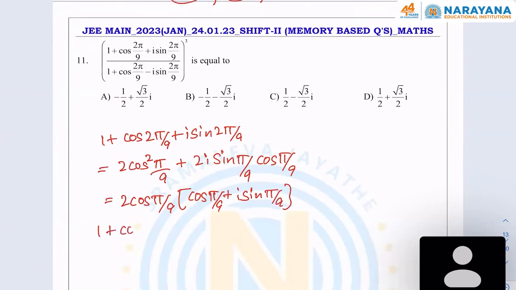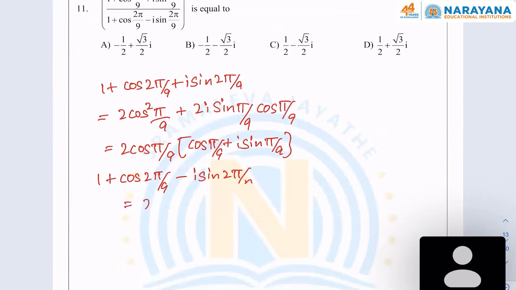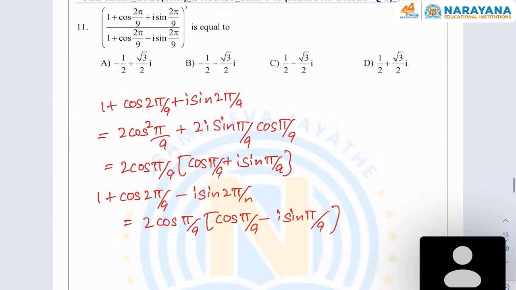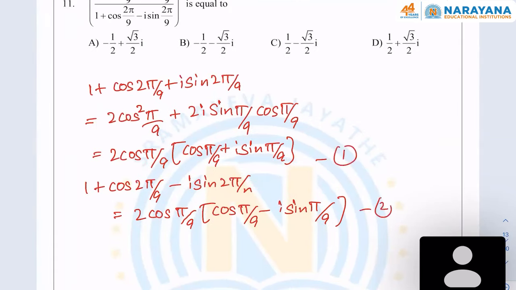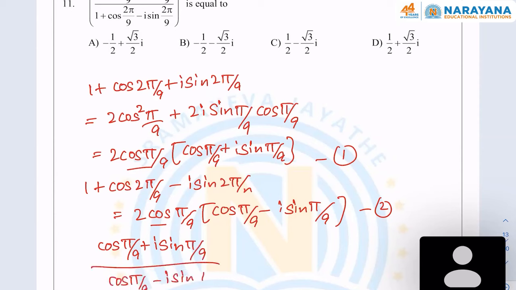Similarly, 1 plus cos 2 pi by 9 minus i sin 2 pi by 9 is equal to 2 cos pi by 9 into cos pi by 9 minus i sin pi by 9. Okay. And they're asking 1 plus cos 2 pi by 9 plus i sin 2 pi by 9 by 1 plus cos 2 pi by 9 minus i sin 2 pi by 9. So this is equation 1, equation 2 means 1 divided by 2. So what we are getting? Cos pi by 9 plus i sin pi by 9. This 2 cos pi by 9 and 2 cos pi by 9 get cancelled out, by cos pi by 9 minus i sin pi by 9.